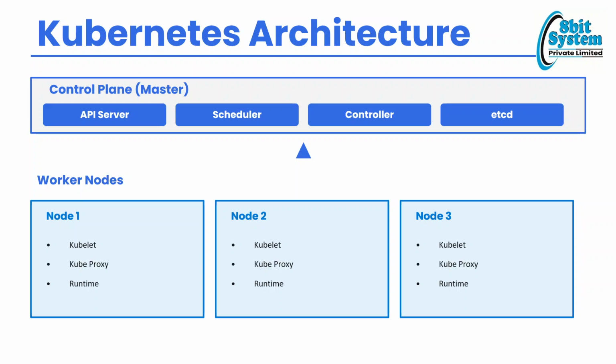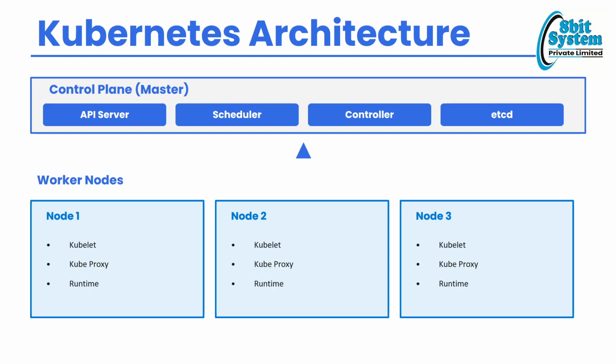Let's move to worker nodes. Worker nodes are where your application actually runs. Each node has a kubelet, kube-proxy, and a container runtime. The kubelet receives instructions from the control plane and runs containers. Kube-proxy handles networking and traffic routing. The container runtime actually runs the containers, using Docker.